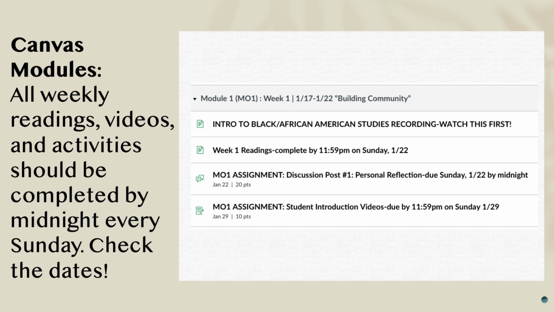Okay, and then you will see in your module your readings. It says week 1 readings complete by 11:59 p.m. on Sunday, January 22nd. So this is a general guideline that every week you should aim to be done with your readings by midnight on Sunday, because every Monday we start a brand new module. Okay, so we work in weekly chunks. So whatever your weekly readings are, you should aim to have them done by midnight on Sunday. Also, you'll see Module 1 assignment, which is a discussion post. I'm going to explain that in a minute. And then another Module 1 assignment, which are student introduction videos. And I'm going to explain that as well.